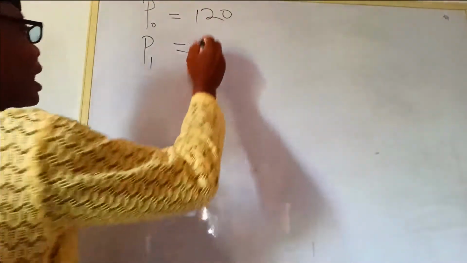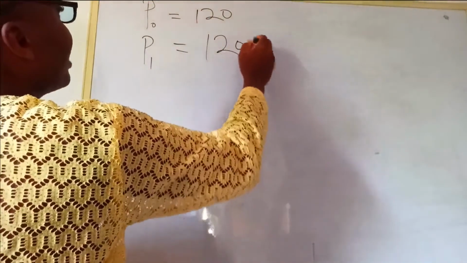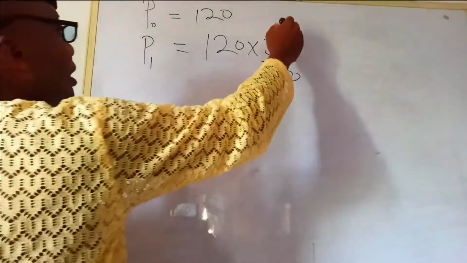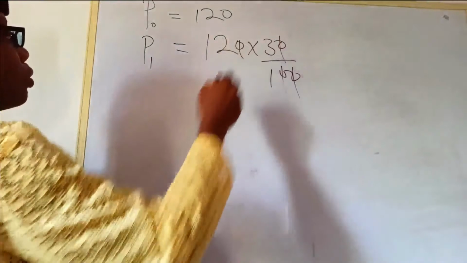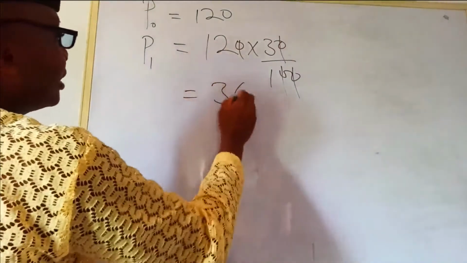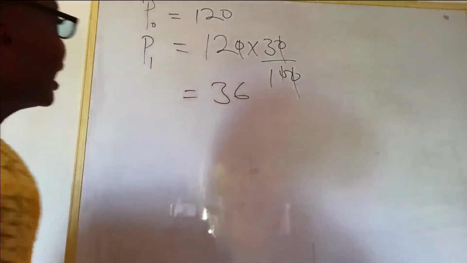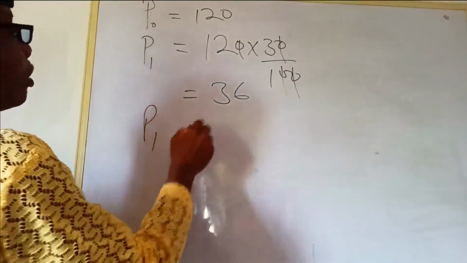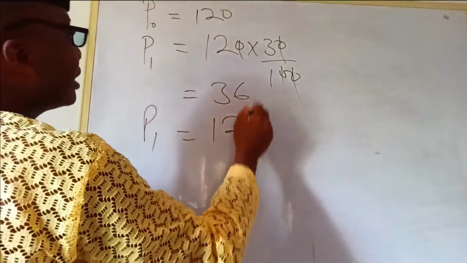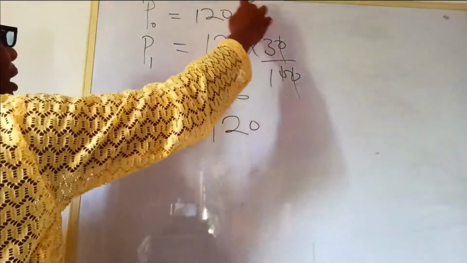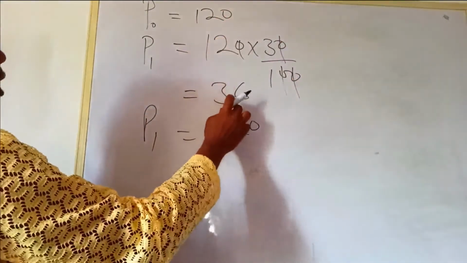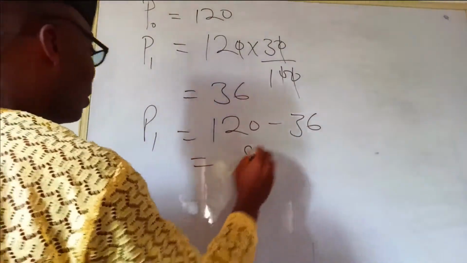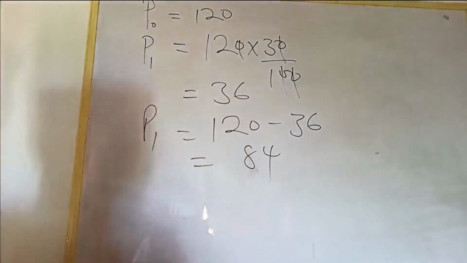So how do you work that? 120 times 30%. This is 30 over 100. When this goes, this goes, what is left is 36. So the new price, P1, will be 120. They said 30% less of 120. 30% of 120 is 36. Less of 120 is 84. So P1 is now 84.